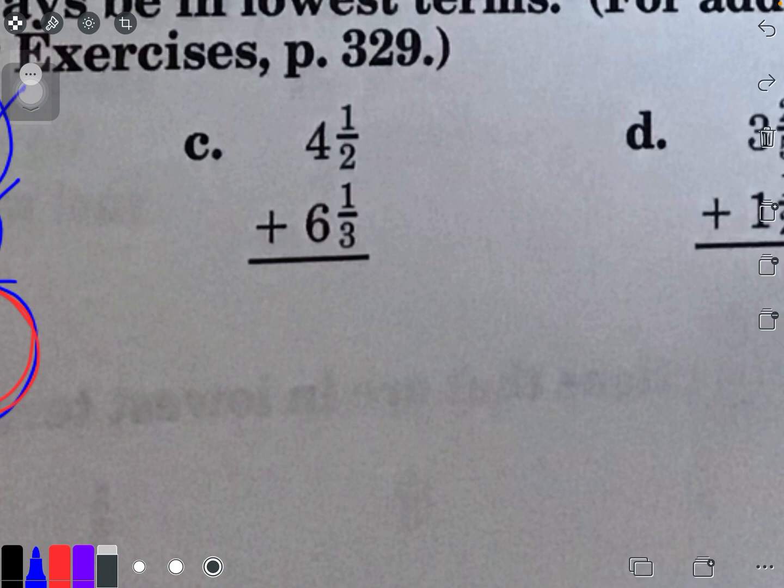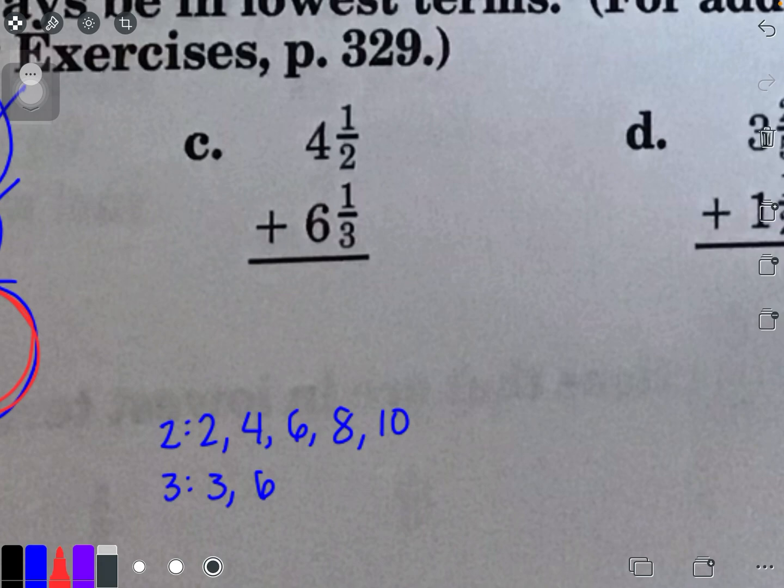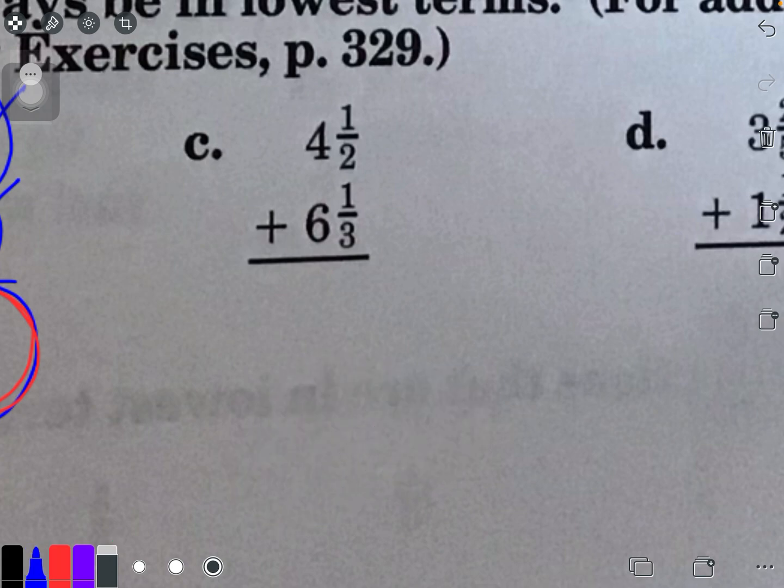I'm going to list the multiples of 2. 2, 4, 6, 8, 10. Okay, I'm only listing the first 5. And then with 3, 3, 6, boom, I'm done. I already see what they have in common, the 6. So what I'm going to do next is write 6 here as my denominator and 6 here as my denominator. And then I'm going to start multiplying.